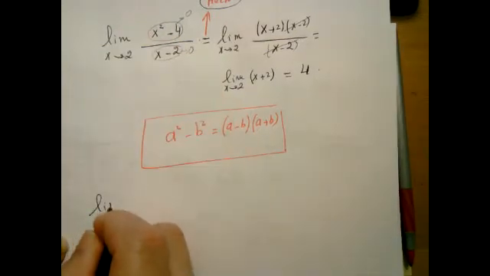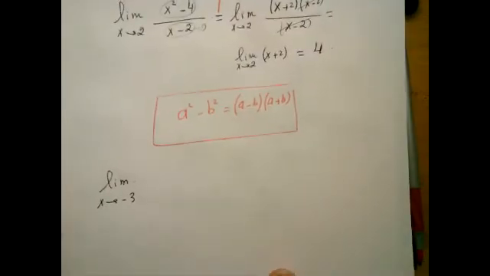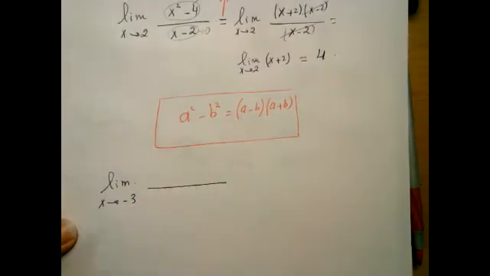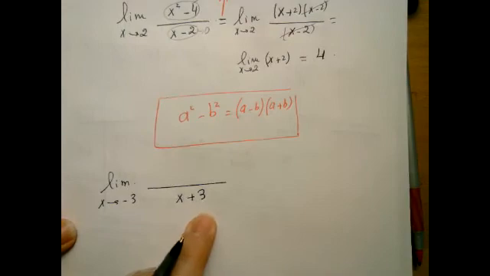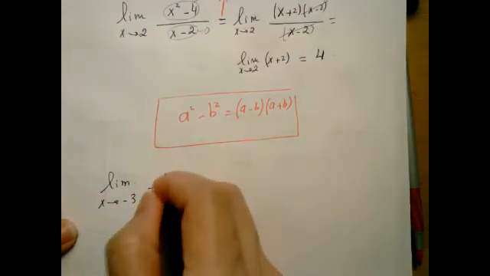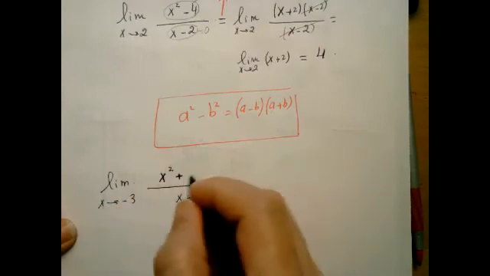So the limit as x becomes close to -3 of the following. So x plus 3 in the denominator. I'm making sure my denominator goes to 0, and I'm going to create a scenario where my numerator goes to 0 as well.